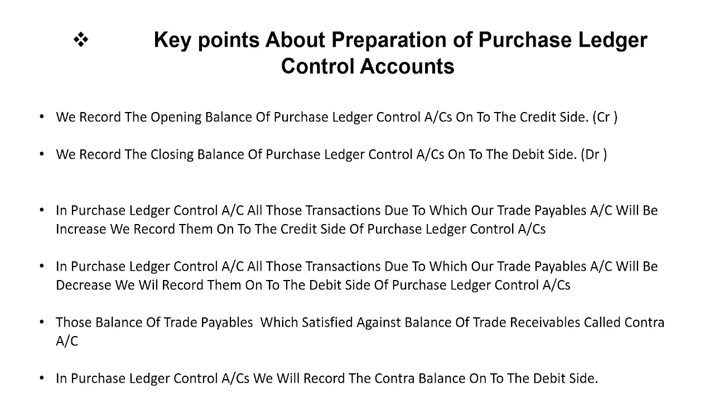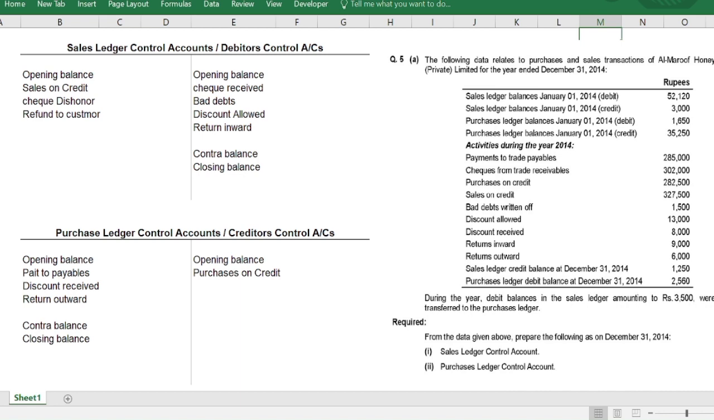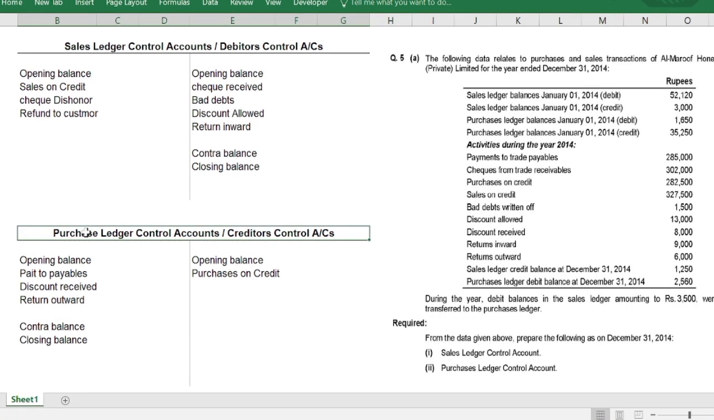So let's start. First of all, we read the questions and then prepare the sale ledger control account and purchase ledger control account. The following data relates to purchase and sales transactions of Al Maroof Honey Private Limited for the year ended December 31st, 2014. The first item is the sale ledger balance on January 1st, 2014. A debit balance is given, which is 52,120.